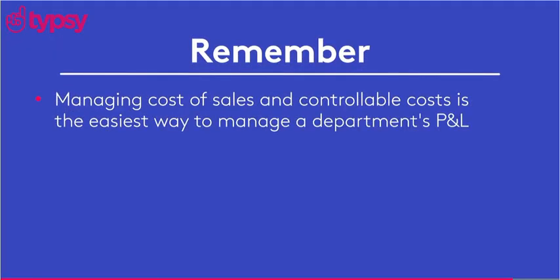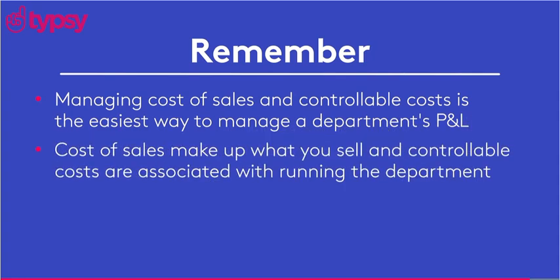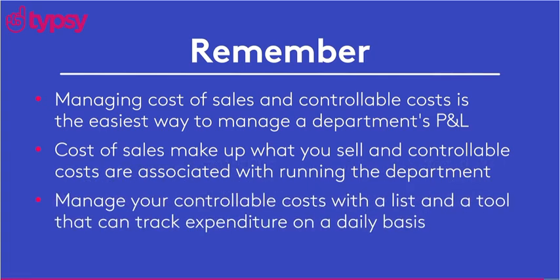And here are 3 insights to help you manage your costs. Managing cost of sales and controllable costs is arguably the quickest and easiest way to manage the department's profit and loss. Cost of sales are the ingredients that make up what you sell, and controllable costs are all other costs associated with running of the department. Successfully manage your controllable cost with a list and a tool that you can track expenditure on a daily basis.